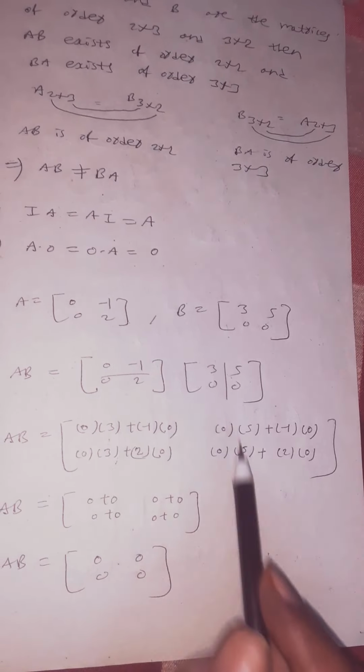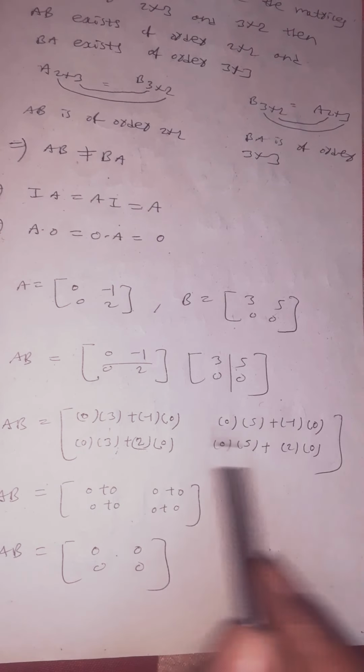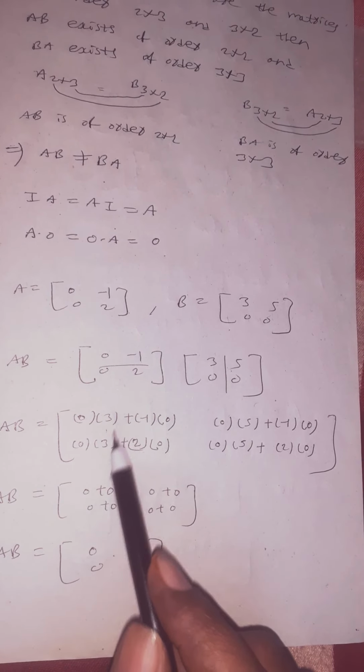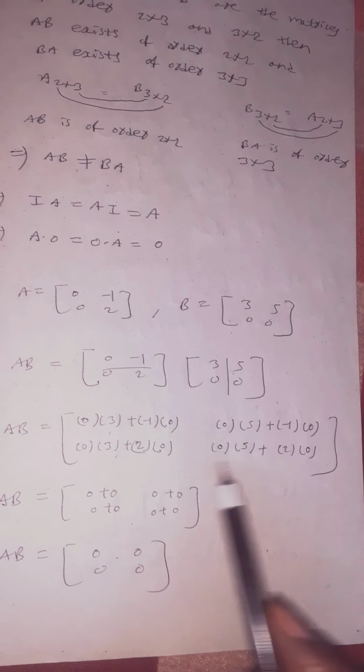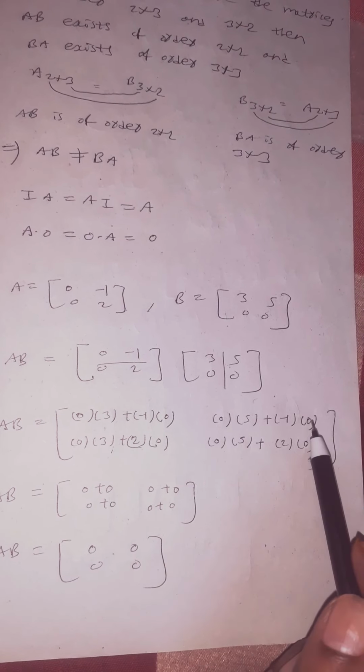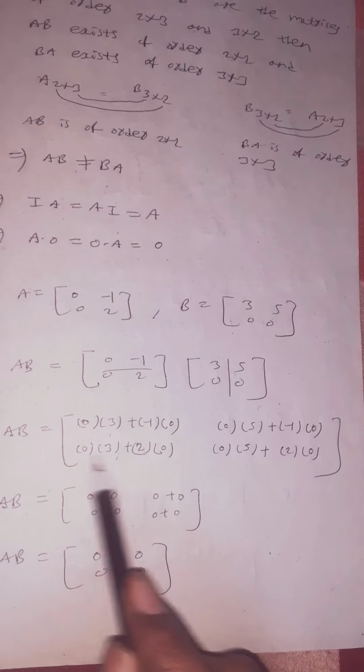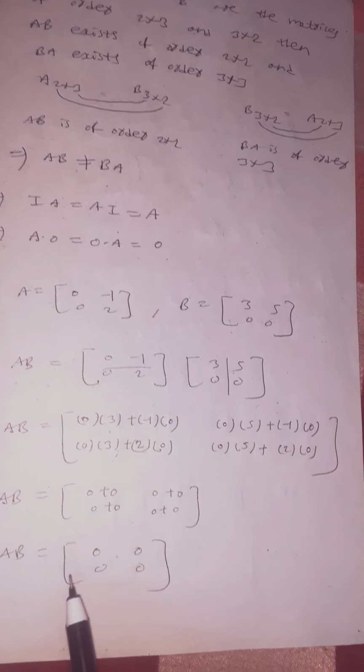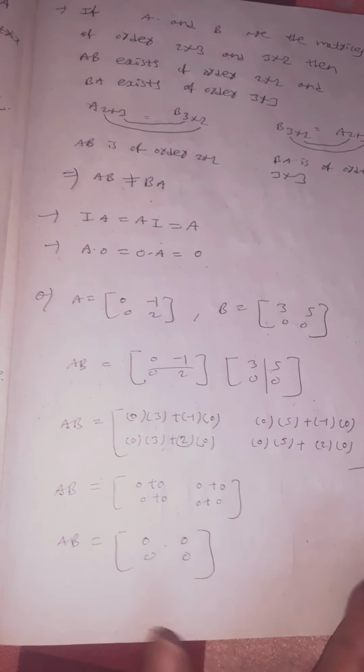So whatever I have taken, here 0 into 3 is 0 only. Minus 1 into 0 is 0 only. 0 into 5, 0 only. Minus 1 into 0, 0 only. So 0, 0, 0, 0. So we got AB as all zeros only.